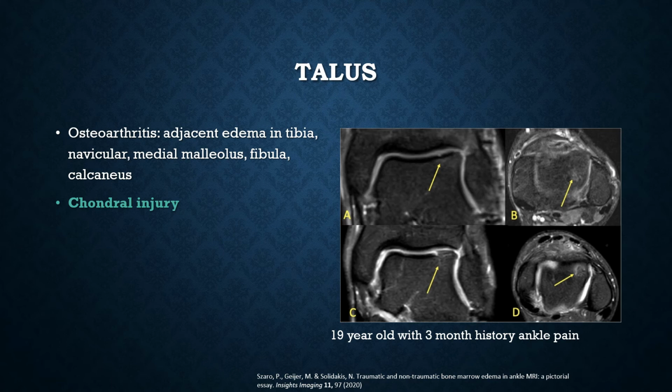But in this case, the arrow is pointing to a very small chondral defect, which you can see, with some overlying thinning of the cortex and adjacent bone marrow edema. And in this case, there's no well-demarcated osteochondral fragment. We don't have an osteochondral lesion here per se, and there's no unstable fragment. This was a 19-year-old with a 3-month history of ankle pain.